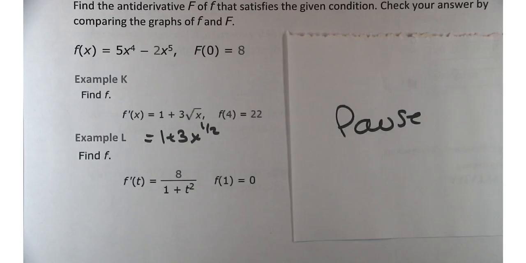That is cool. When you plug in 4, your antiderivative equals 22. So you want to set 22 equals the antiderivative plus C. Okay. And then you can find C.